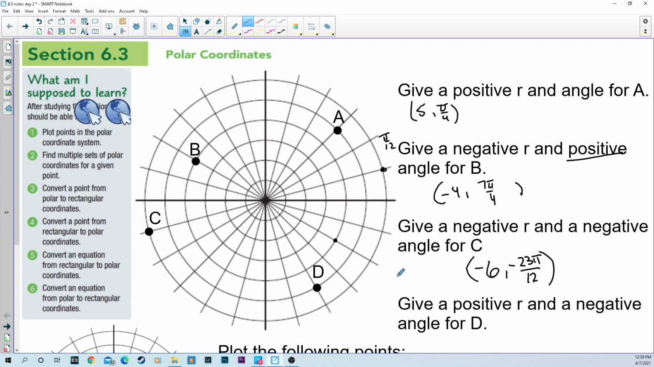Give a positive r and a negative angle for D. So a positive r, but a negative angle. 1, 2, 3, 4, 5. There's the positive r. And the negative angle is going that direction. And that's negative pi over 3.